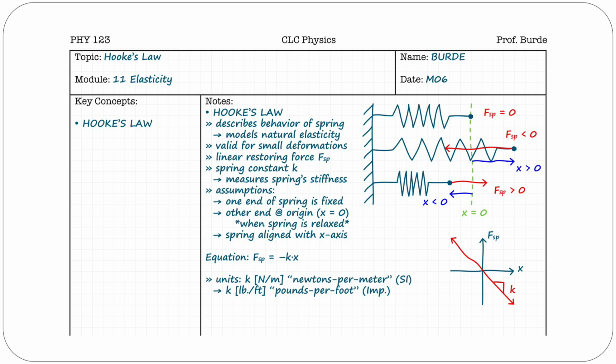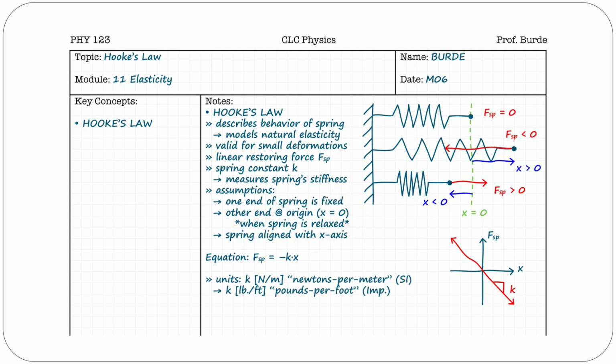When we derive the equation for Hooke's law, we assume that one side of the spring is fixed in place, that it's anchored to a wall or to some other fixed point, and then we place the origin, x equals 0, at the other end of the spring. When the spring is at its natural length, that is our x equals 0. And we're assuming that the spring is aligned with the x-axis.